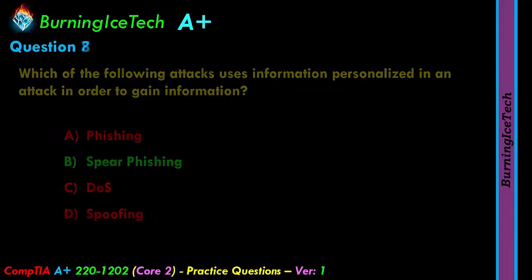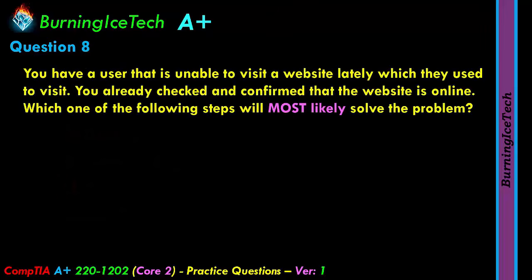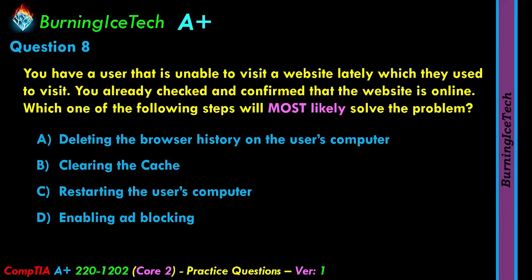Anyway, moving on to question 8, folks. You have a user that is unable to visit a website lately, which they used to visit. You already checked and confirmed that the website is indeed online. Which one of the following steps will most likely solve the problem? Now, you will notice I put the words most likely in a different color there to draw attention to the fact that this might be important. This is something you can expect in the real exam as well. Certain words sometimes will be in capital letters in the exam, and they may or may not be a different color.